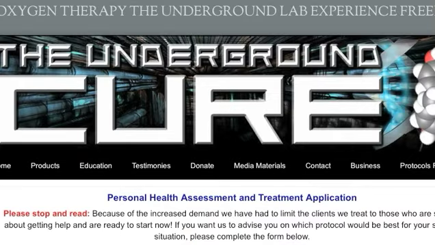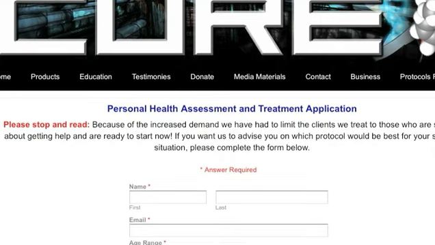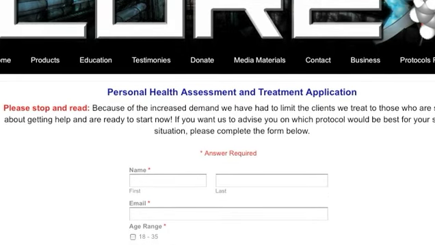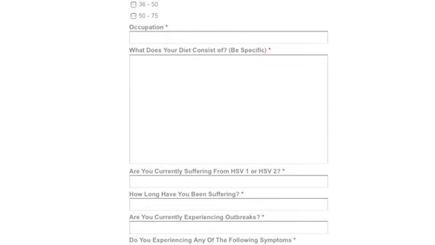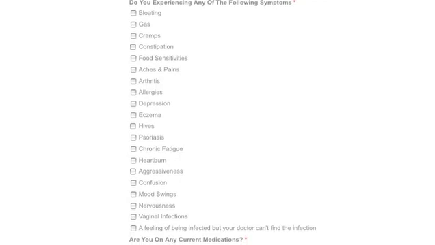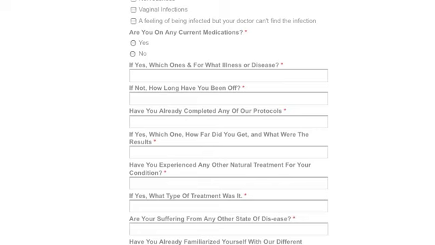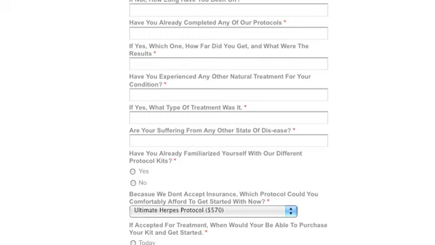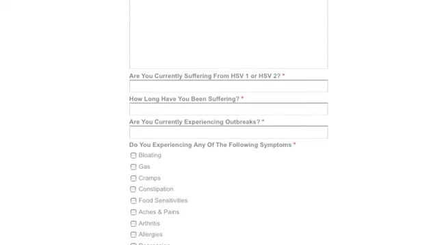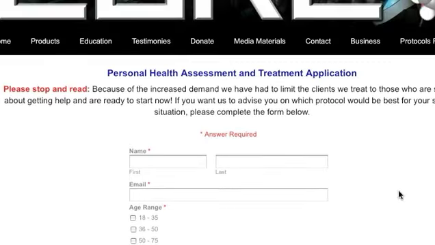So if you go to the personal health assessment, this will help us to assess the situation, the state that you're in, and will help us to recommend what protocol or what call to action we think would be best for you. We have a lot of questions about symptoms and what you've experienced in the past, what you're experiencing now. So go do the personal health assessment. Go take a look at the site.